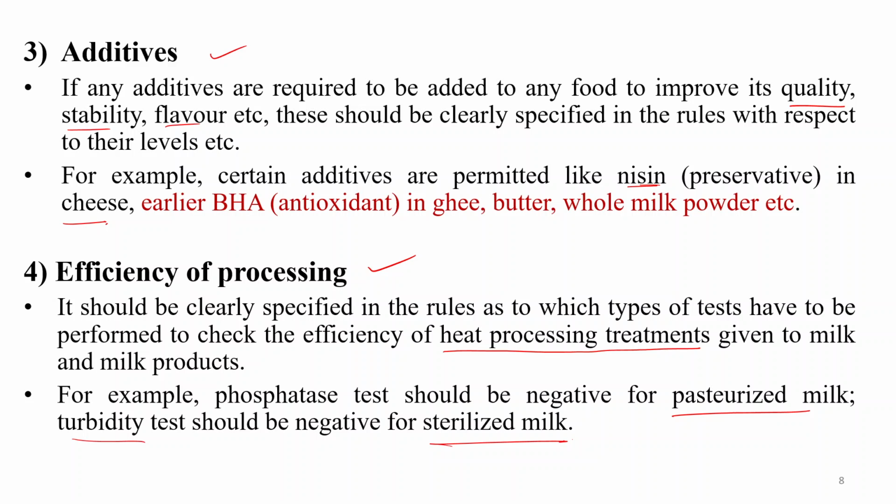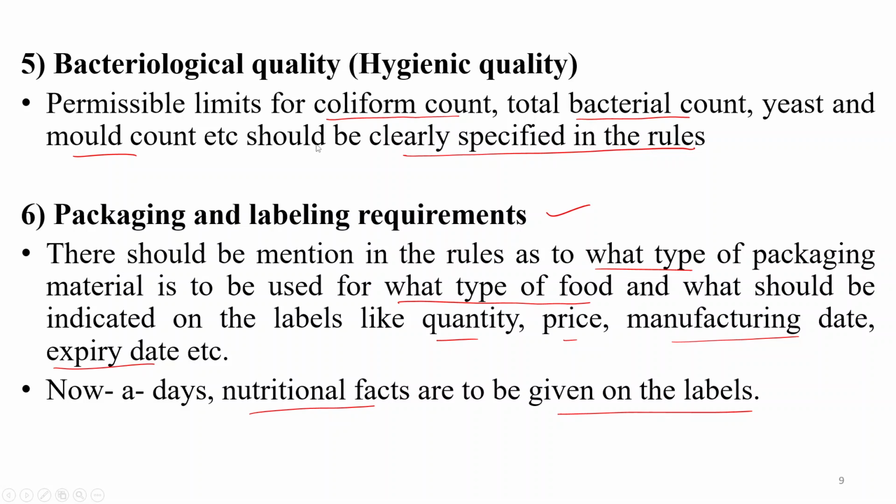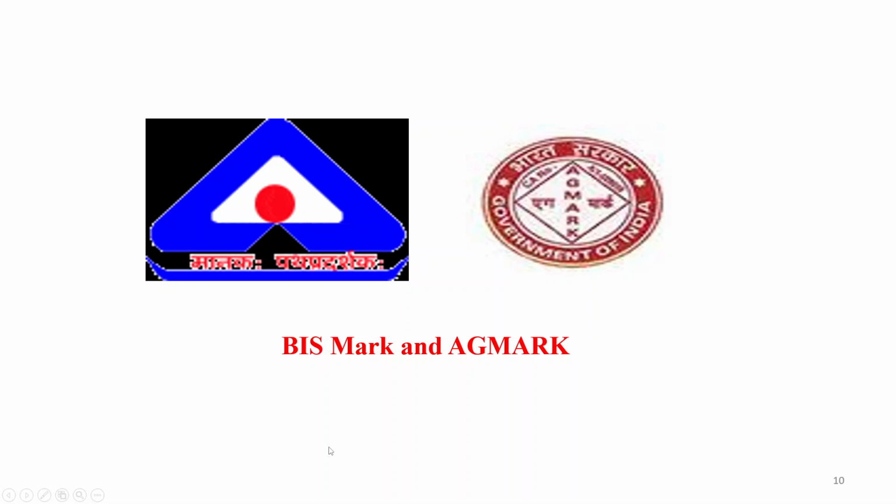Now to check the efficiency of processing, which test to be conducted, that also to be specified in the rules. And maximum limits of SPC, coliforms or yeast and mold count, or any pathogenic organisms, if those are relevant, that also to be clearly specified in the rules. Now what type of packaging material can be used for what type of food, and what to be written on the labels of the packaging material, like quantity, price, manufacturing date, expiry date, even nutritional facts can also be written on the labels.